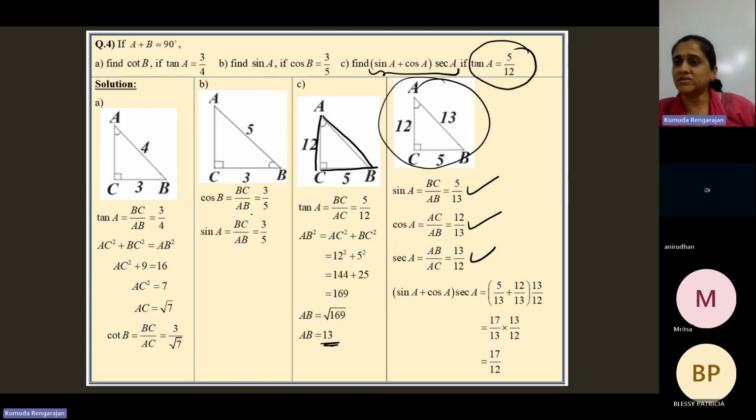What is sin A? Opposite by hypotenuse. Cos A, adjacent by hypotenuse. Secant A, hypotenuse by adjacent. You must see opposite and adjacent for angle A. For angle A. Children, is that part clear? For the acute angle, which is the opposite side and adjacent side.